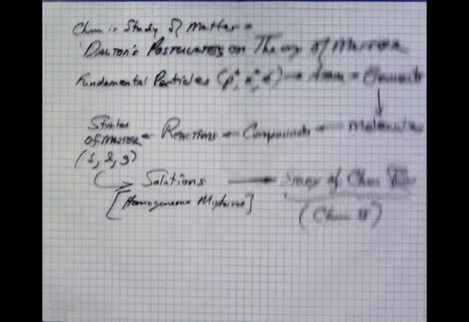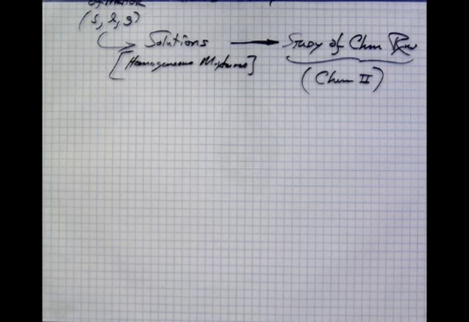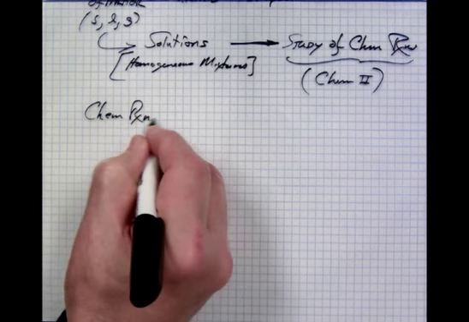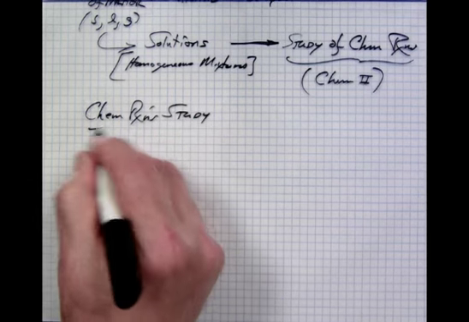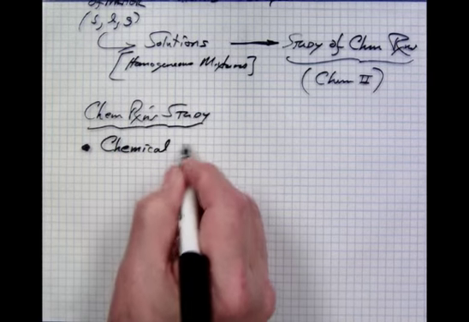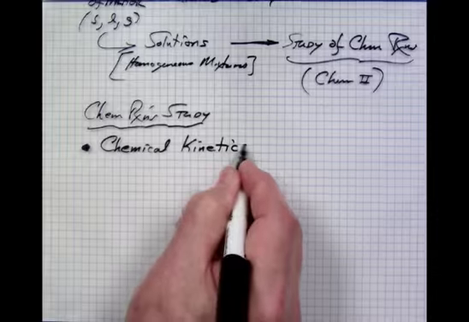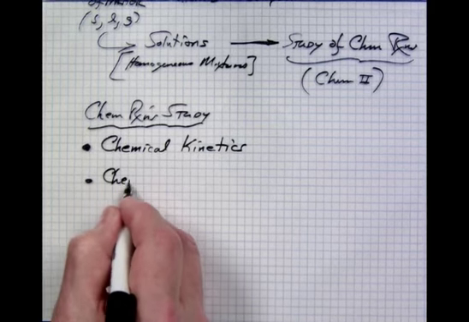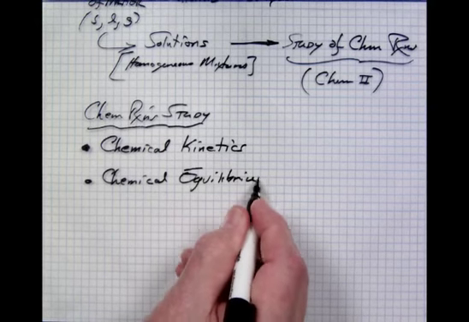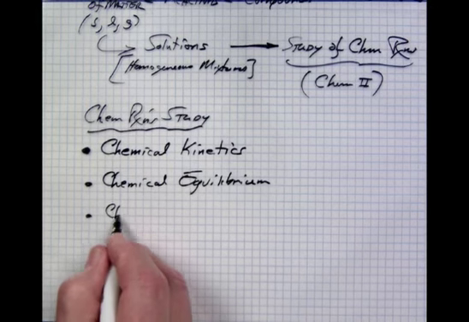Now, what you are going to be covering in the study of chemical reactions is three fields that define the nature and characteristics of chemical reactions. This includes chemical kinetics, chemical equilibrium, and chemical thermodynamics.